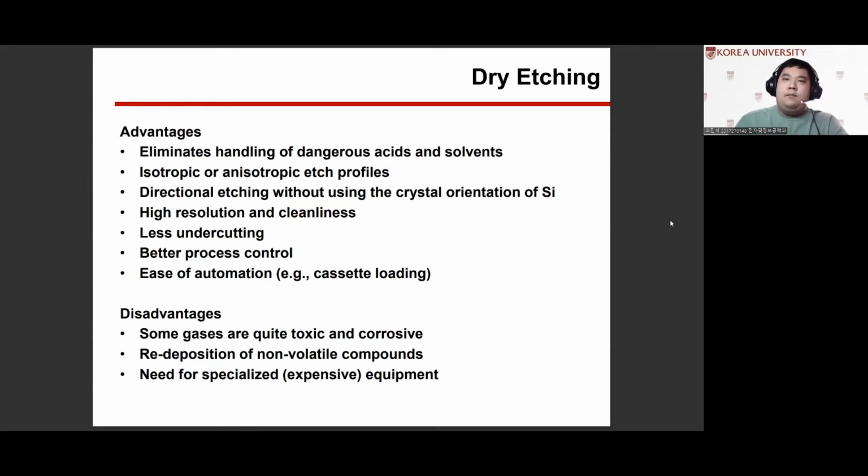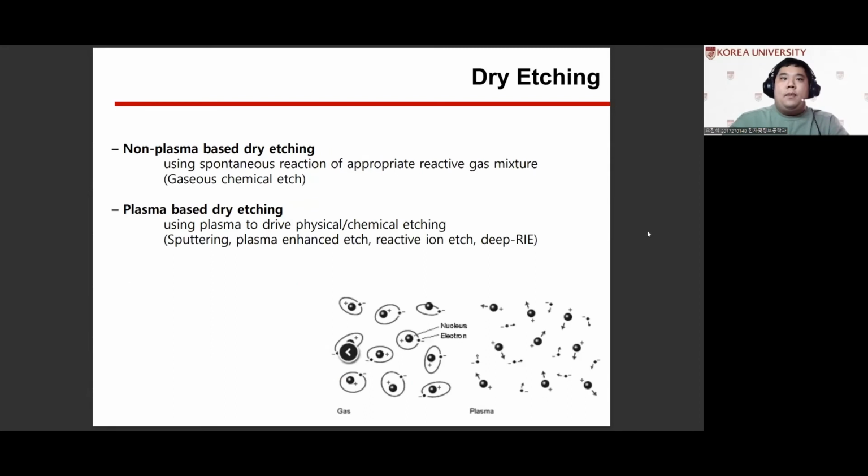But dry etching usually uses plasma or gas, so the devices to etch are much more expensive. The dry etching processes have two categories: one is non-plasma based dry etching, and another one is plasma based dry etching.